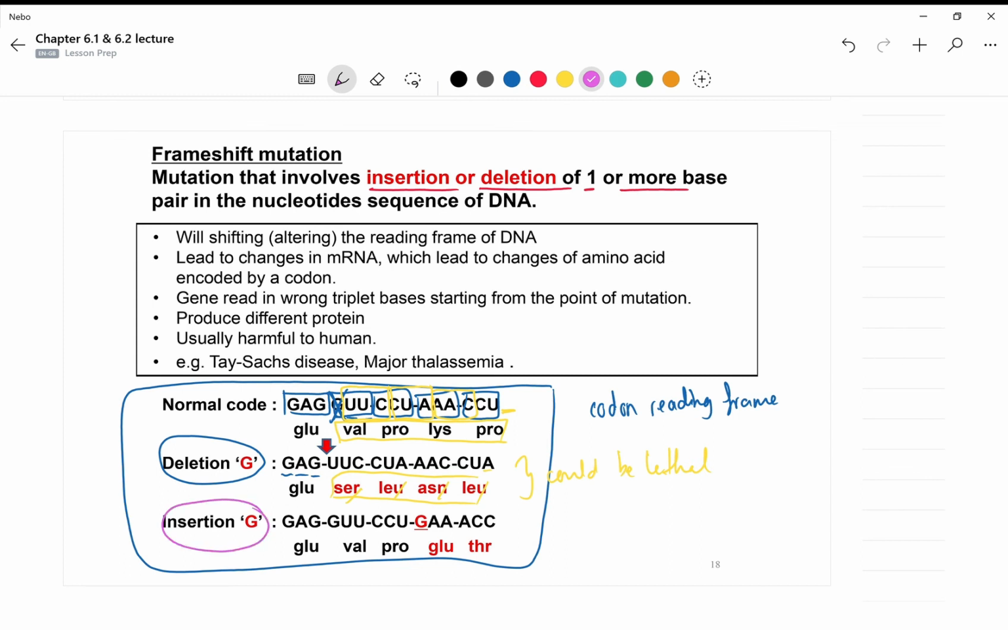Okay, so kalau kita ada insertion, so insertion of G, so sepatutnya kita ada 1, 2, 3, 1, 2, 3, 1, 2, 3. So sepatutnya kodon keempat ini bermula dengan AAA, tetapi sekarang ada G yang baru wujud di sini, maka kita ada GAA, ACC. So, sekarang juga berubah amino acid yang terhasil. So, basically di mana berlakunya mutation, di sebelah belakang dia onward sampai hujung, semua amino acid dia akan berubah jenis. Kenapa? Sebab dia punya codon reading frame sudah berubah.